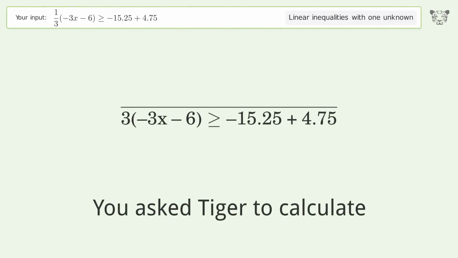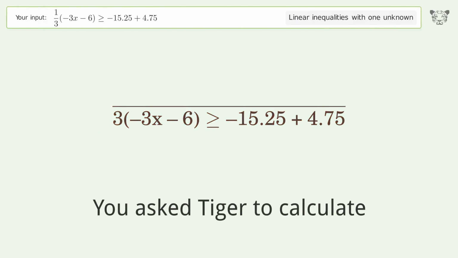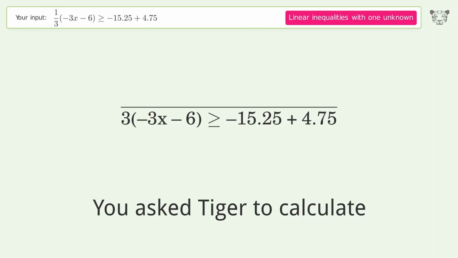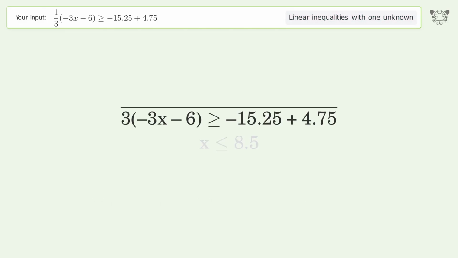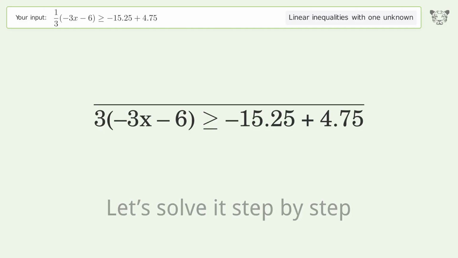You ask Tiger to calculate. This deals with linear inequalities with one unknown. The final result is x equal or smaller than 8.5. Let's solve it step by step.